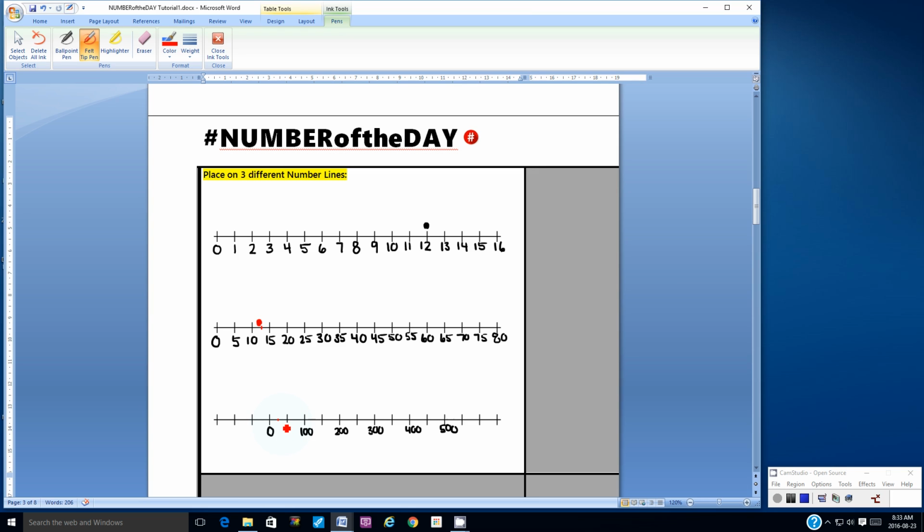Our number of the day is 12. So 12 is almost halfway between 0 and 25. So 12 on this number line is going to be very close to 0. I'm going to place my dot right there for 12. Then above the number line, I can label the position of that point. This one is obvious because it's right on the point. So that's how you use three different number lines to plot one single number of the day.